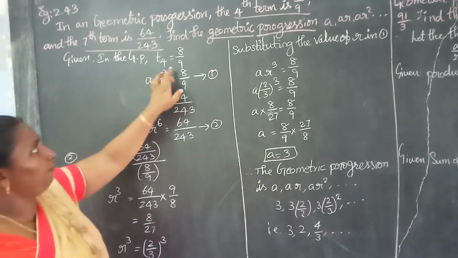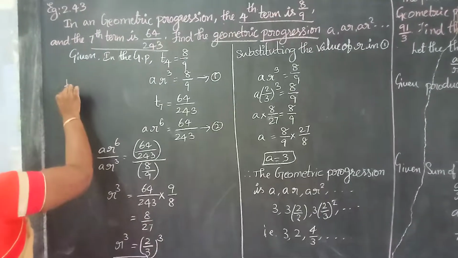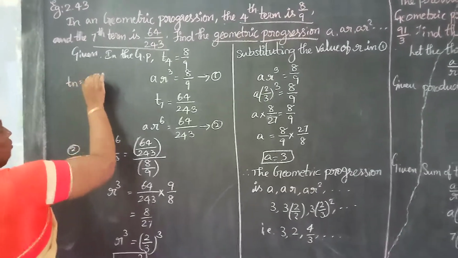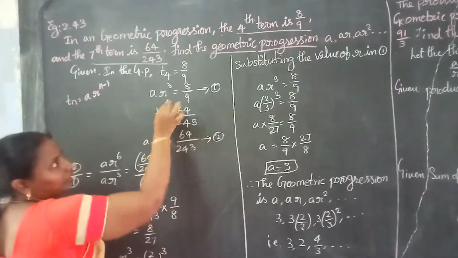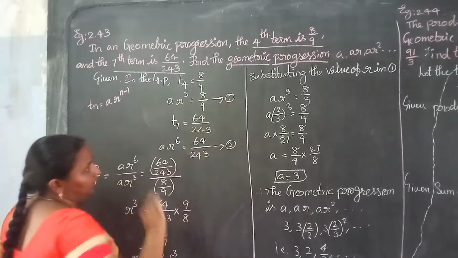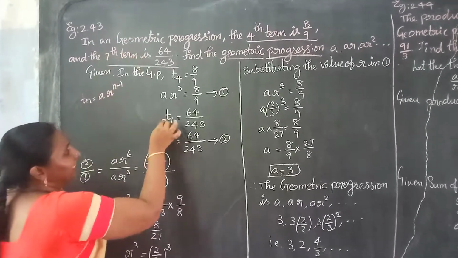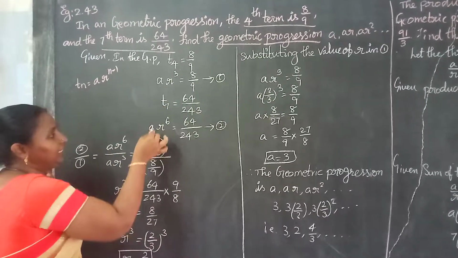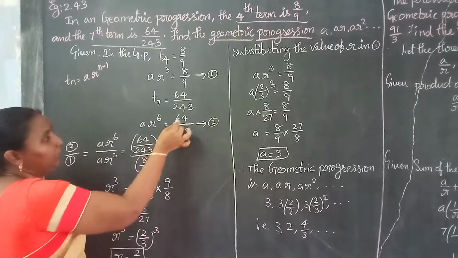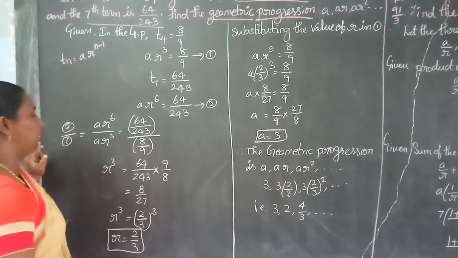So they gave T4, the fourth term, as 8 by 9. We already know the Tn formula, Tn equal to A into R power n minus 1. Then T4, that is AR cube, equal to 8 by 9. Take it as equation number 1. Next, the seventh term, T7 equal to 64 by 243. T7, that is AR power 6, equal to 64 by 243. Take it as equation number 2.